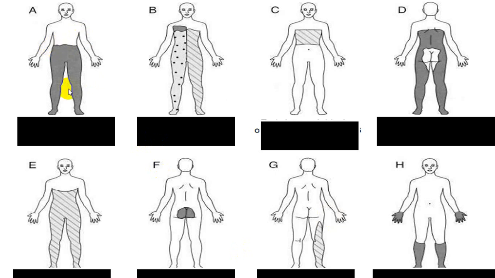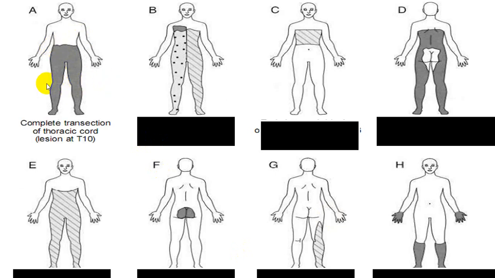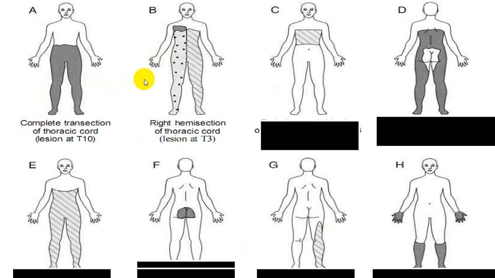You can see the complete loss of sensation on both sides, equal loss, so it has to be a complete transection. Here there is partial loss on one side and partial loss of other sensation on the other side. This will be classical in case of Brown-Séquard syndrome, which we call a hemisection of the thoracic cord.